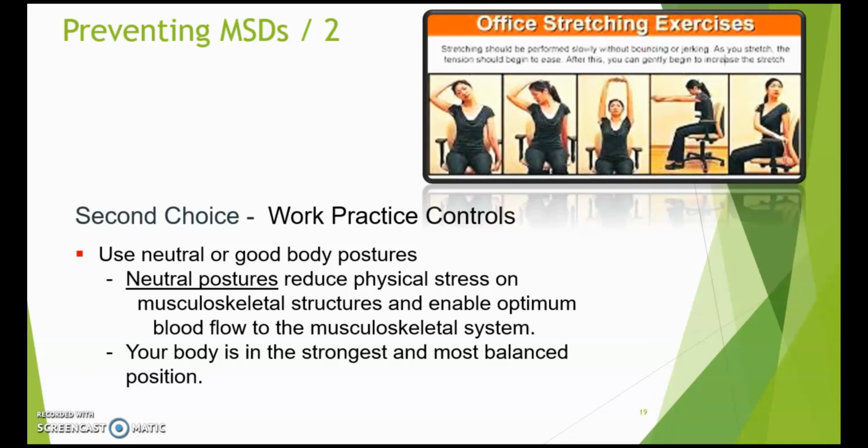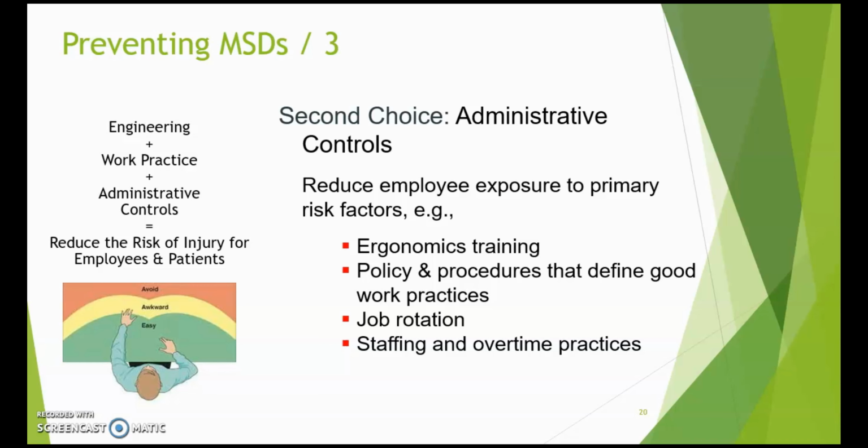Administrative controls reduce employee exposure to primary risk factors. For instance, ergonomic training, policies and procedures that define good work practices, job rotation, staffing, and overtime practices. Now, on the left side of this slide, you can see a combination of three main factors, all of which contribute to the reduction of the risk of injury for employees and patients.